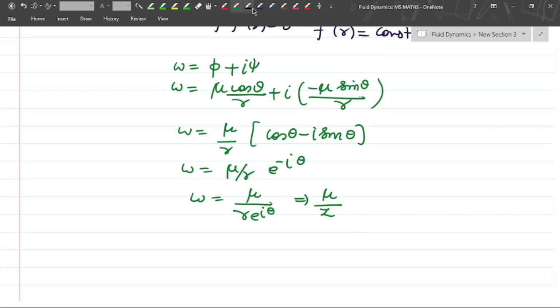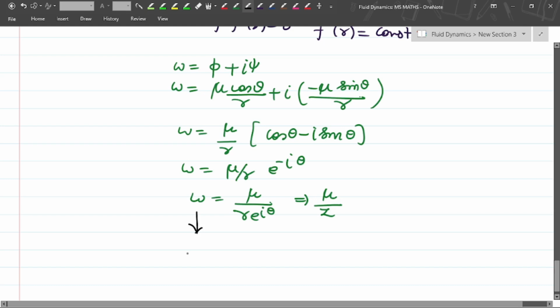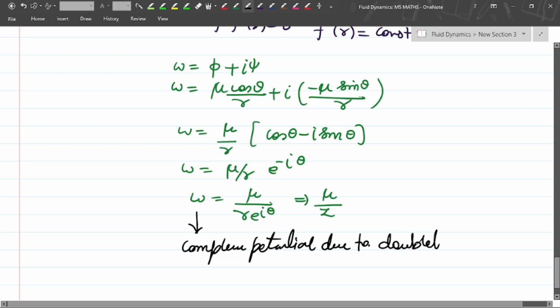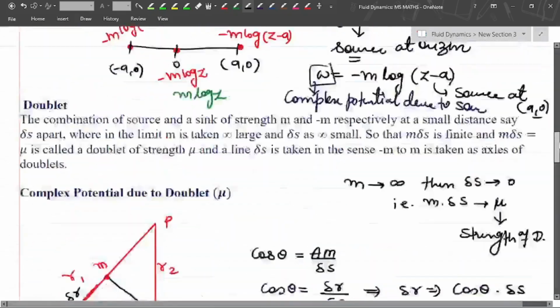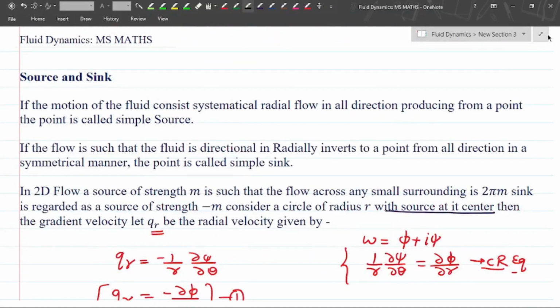So this is the complex potential due to doublet. So this is all about the complex potential function and the doublet here. This is the concept of the sink, and it shows the complex potential function and doublets.